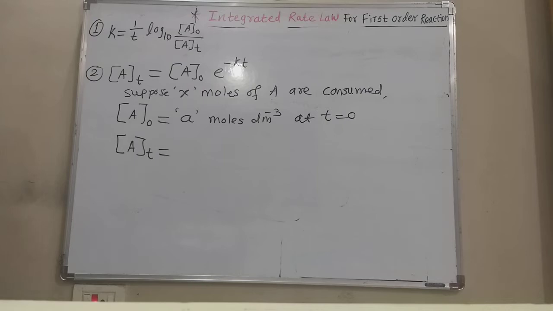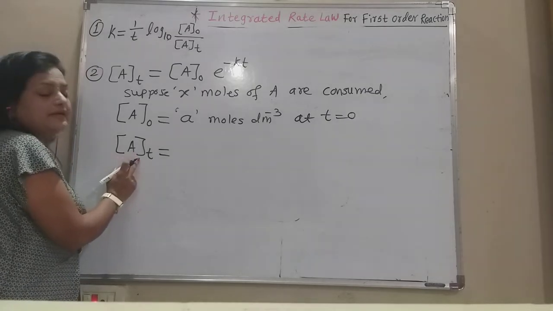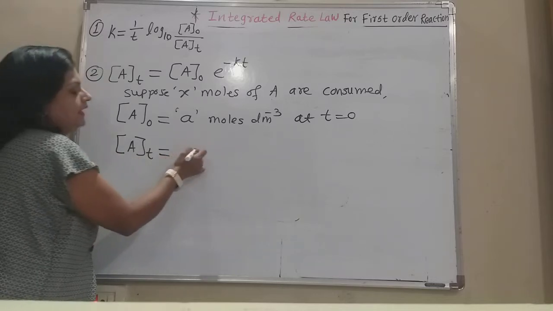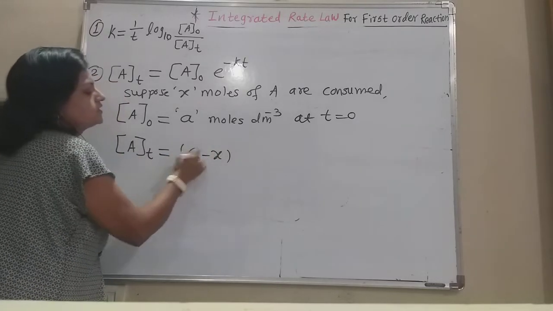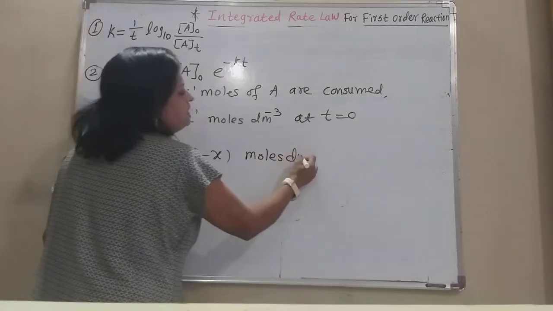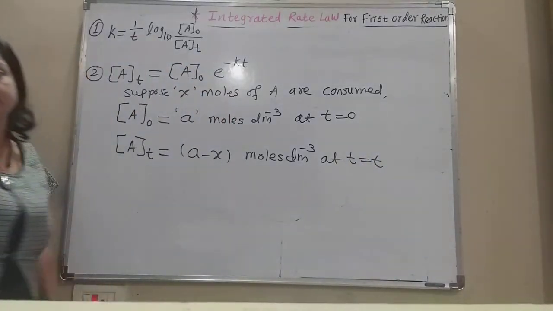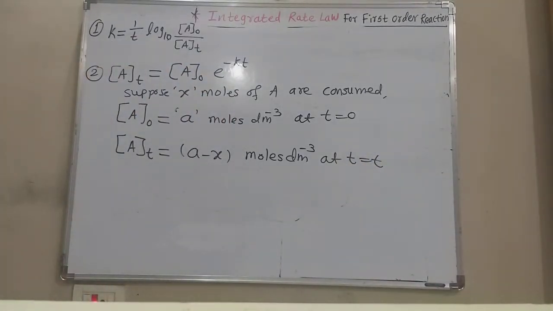Now see here, At is equal to, what does At remain after time t? A minus x moles only remain. So A minus x moles per decimeter cube at time t is the concentration which is remaining.